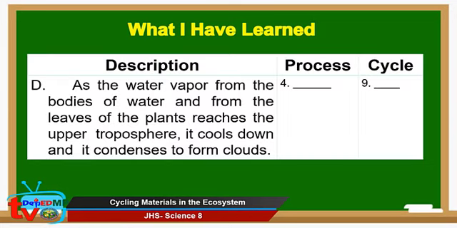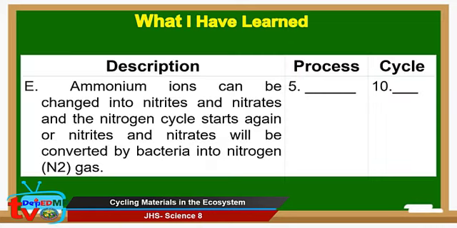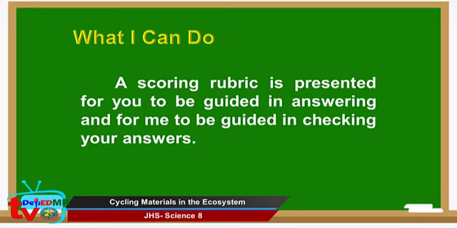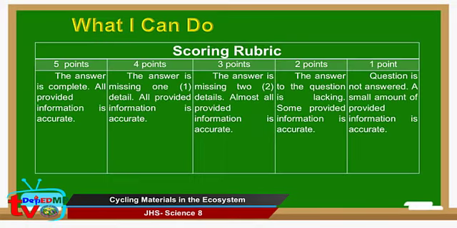D. As the water vapor from the bodies of water and from the leaves of the plants reaches the upper troposphere, it cools down and it condenses to form clouds. E. Ammonium ions can be changed into nitrites and nitrates, and the nitrogen cycle starts again, or nitrites and nitrates will be converted by bacteria into nitrogen gas. A scoring rubric is presented to you to be guided in answering and for me to be directed in checking your answers. You will get 5 points if the answer is complete.